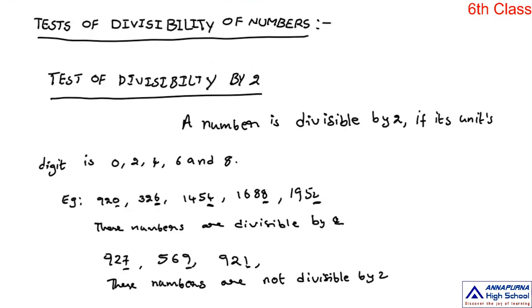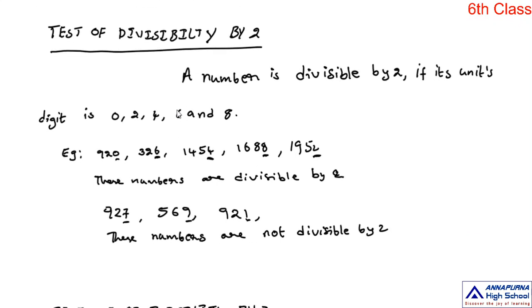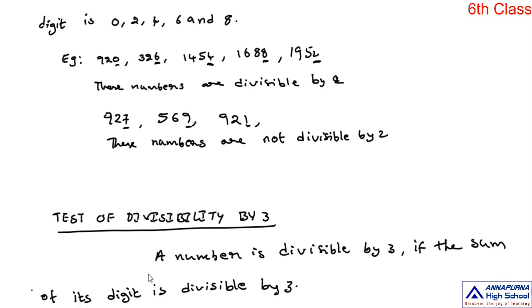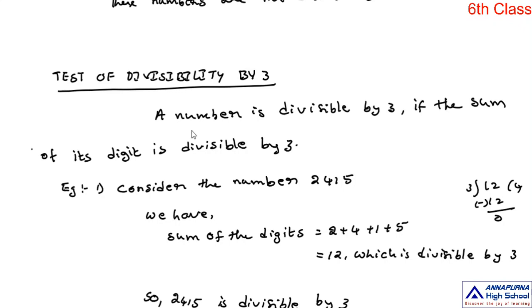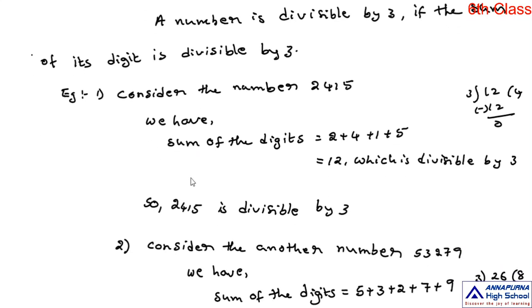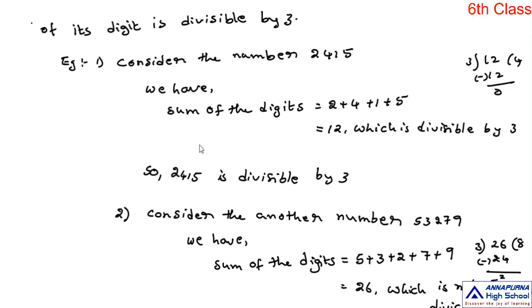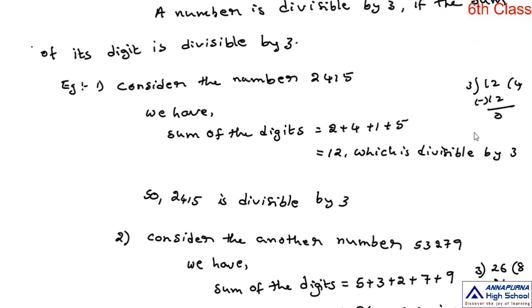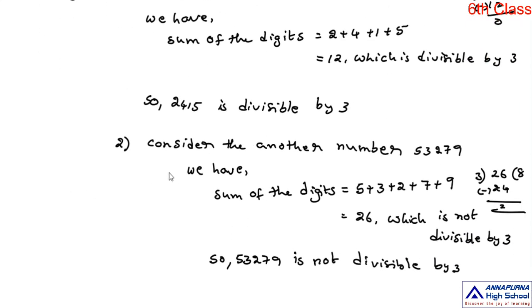Once more, recall these tests. First one is the test of divisibility by 2. Any number with 0, 2, 4, 6, 8 in the units place is divisible by 2. Next one, test of divisibility by 3. First we find the sum of its digits. If the sum of its digits is divisible by 3, the given number is divisible by 3; otherwise it is not divisible by 3. This is the test of divisibility by 3.